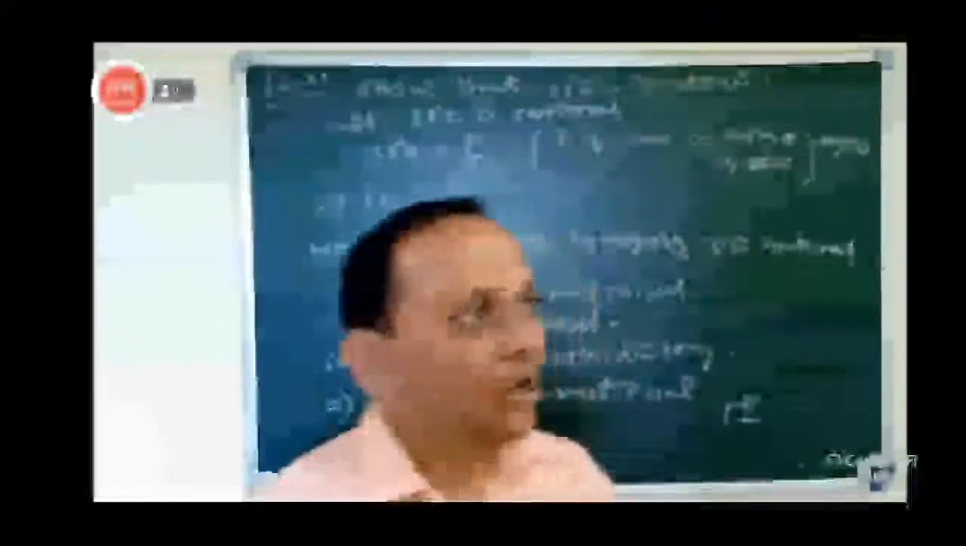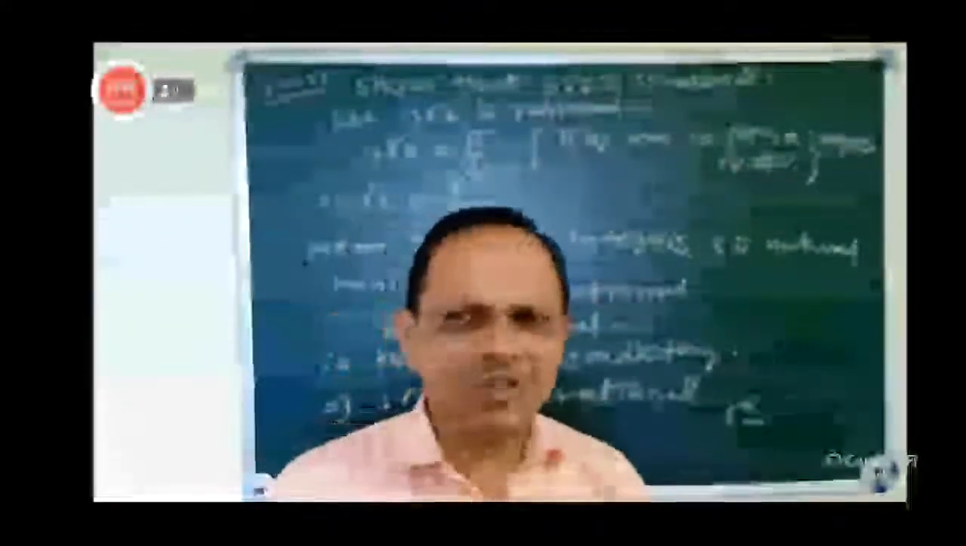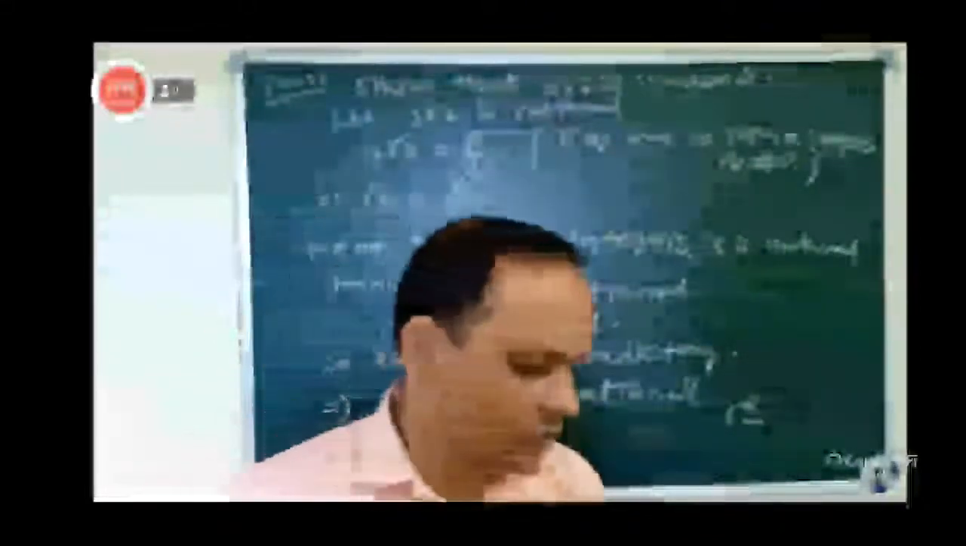Exercise 1.3, number 1: prove that root 5 is irrational. Very easy question. When we have proved that root 2 is irrational and root 3 is irrational, in the same way we can prove that root 5 is irrational, root 7 is irrational. Same process, only the number is changed. So this is your task. Number 2, prove that 3 plus 2 root 5 is irrational. This is also a very easy process, the same process. That is your task also to do yourself.